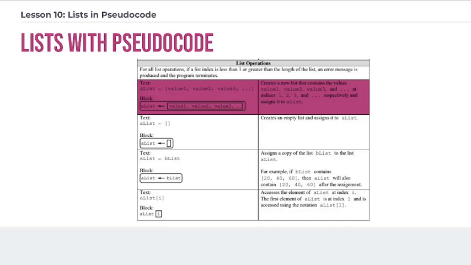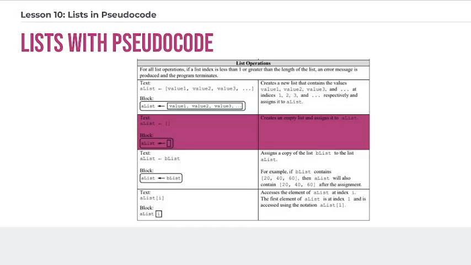You're going to use the arrow to assign the list to a variable. Now this variable says a list, but you could call it anything you want. And then you can put either 0 or as many values as you want on this list separated by commas. The second way that you'll see a list created could be just a blank list. And in this case, you'll put empty square brackets and then use the arrow to assign them to a list.